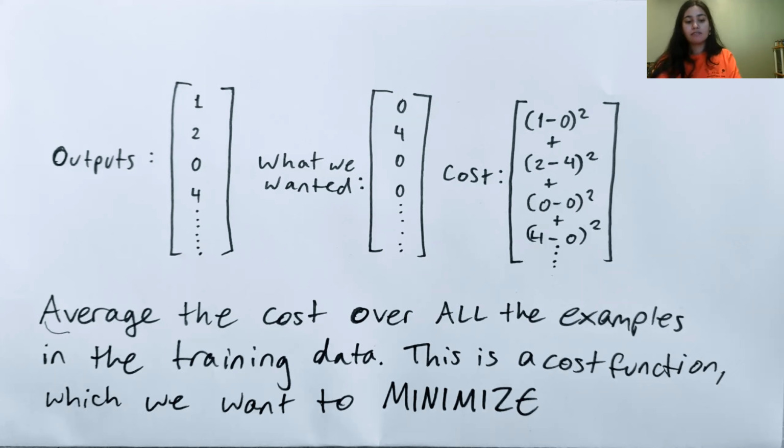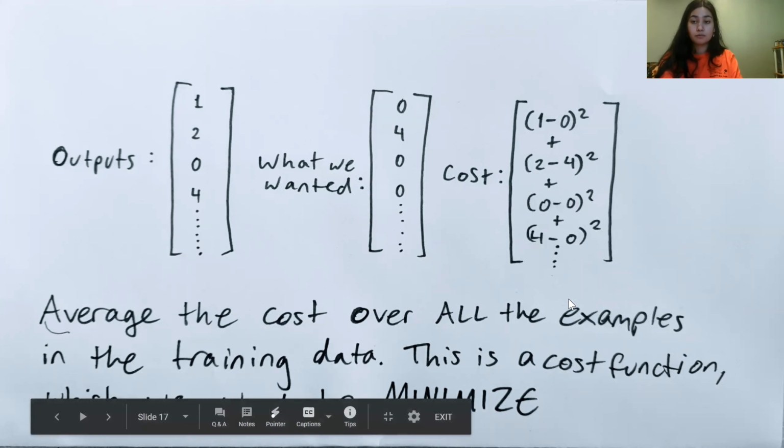So taking the average cost across lots and lots of training examples gives you a decent indicator of how the network is performing. Now, we want to minimize the cost though, right?